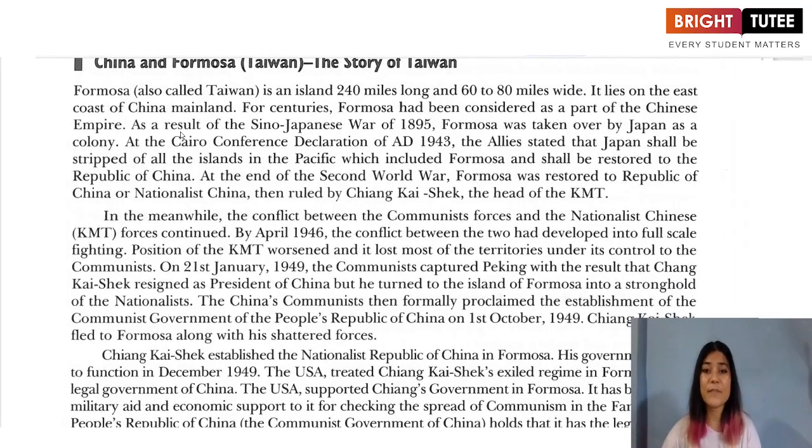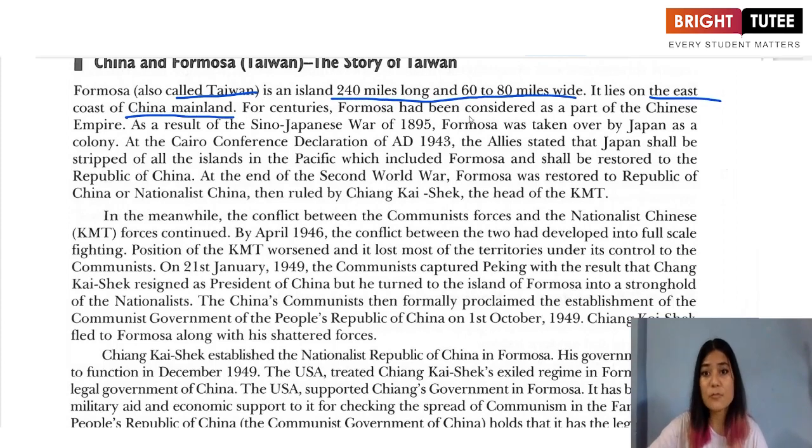Now let us very briefly look at China's relationship with Formosa or Taiwan. We did learn about Formosa a little bit while we were learning about Chiang Kai-shek and Mao Zedong and the Communist Revolution, right? We know how Chiang Kai-shek was forced to flee to Formosa on defeat of the Nationalist Party by the Communist Party. Formosa, which is today called Taiwan, is an island 240 miles long and 60 to 80 miles wide. So it's not a big island, it's a small island. It is located on the eastern coast of the Chinese mainland.